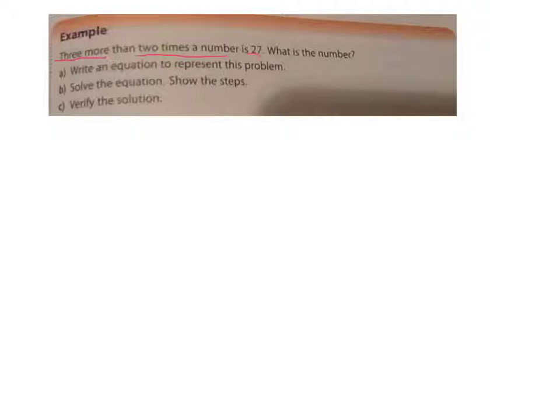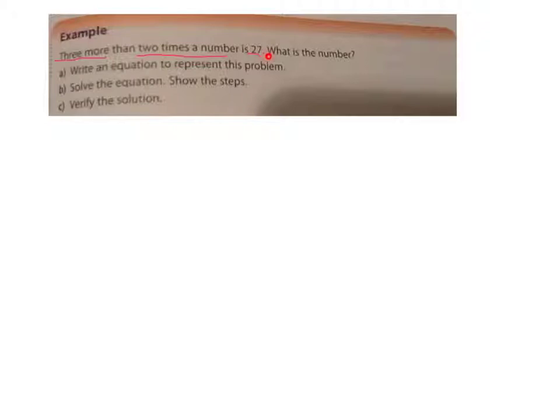So my first step is A, to write an equation to represent the problem. Then we're going to solve it, and we're going to show all of our work. And then, of course, as always, we're going to verify our solution just to make sure we're correct. So when I read this, what do each of these underlined parts represent? 3 more, because I see the word more, I know we're talking about addition. 2 times a number. So I know that's going to be 2 multiplied by our variable, because we don't know what our number is. And then on the right side of the equation is 27. I know that is kind of another word for equals.